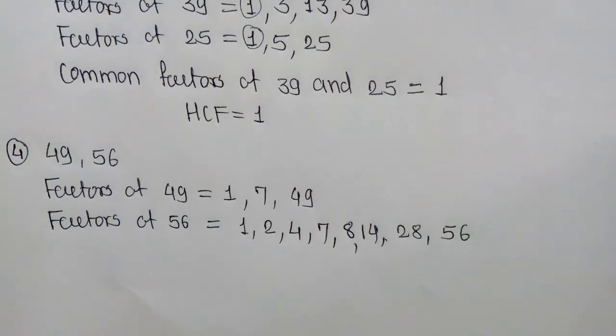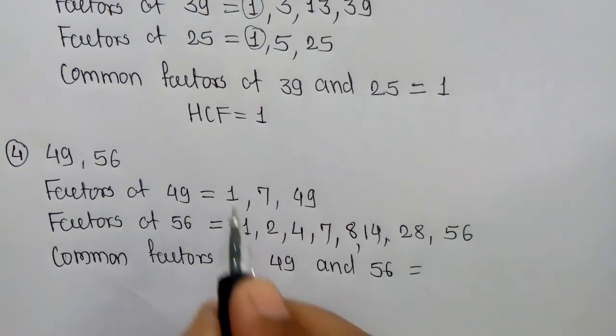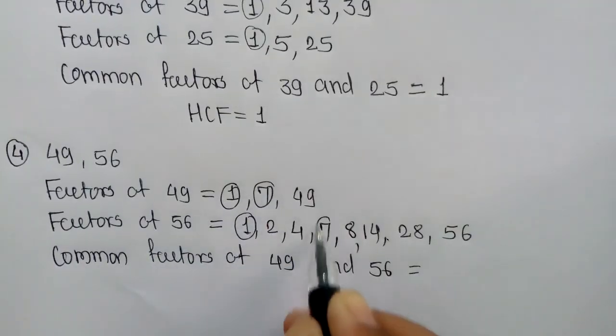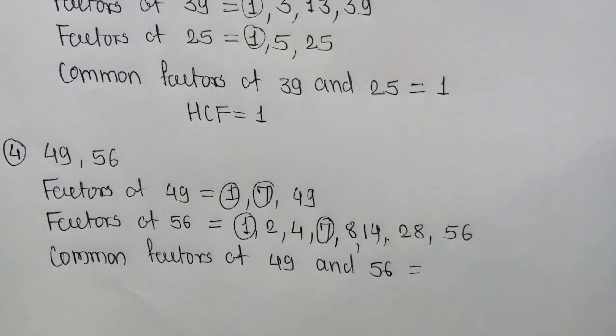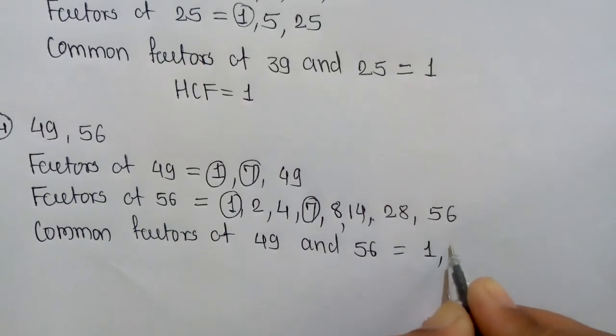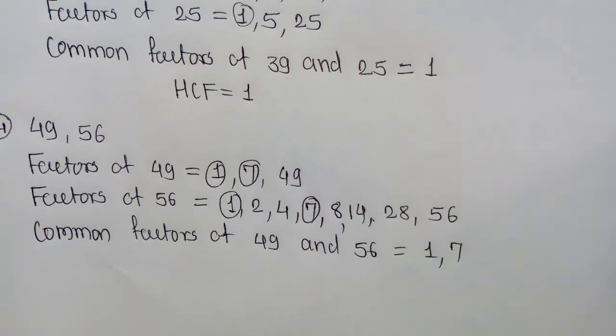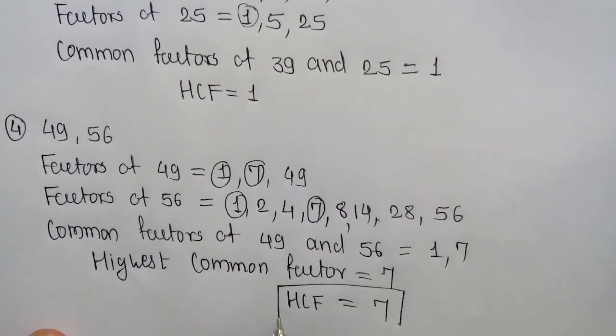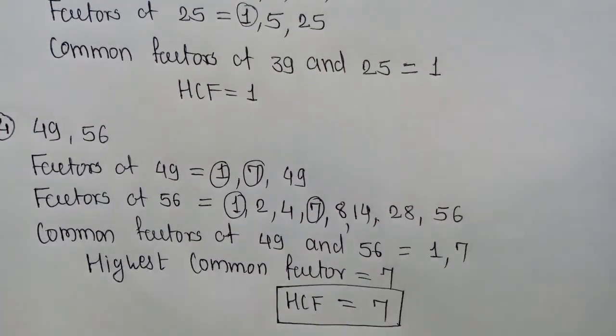So here we will find the common factors. Which are common? 1. 2 is not there. 7, yes, 7 is there. 49 is not there. So here the common factors are 1 and 7. Which one is the highest common factor from that? Yes, 7. So HCF is 7, and this is our answer. That is, HCF is equal to 7.